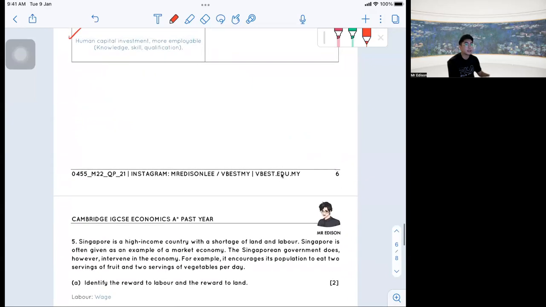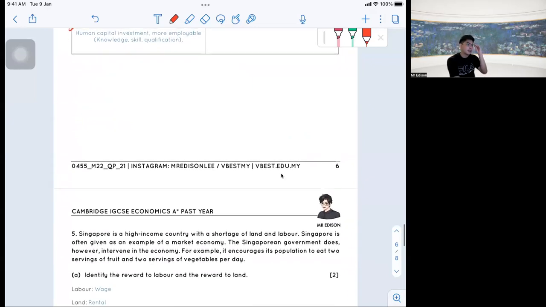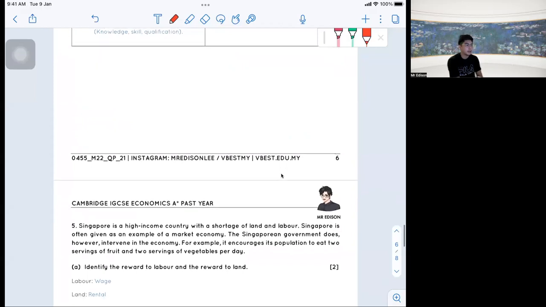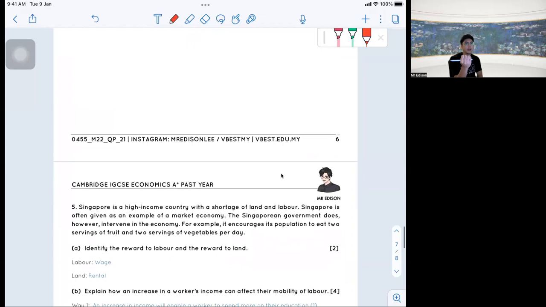Alright, so now the last one, question 5: identify the reward for labor and the reward for land. Oh my god, so easy. CELL: capital is interest, enterprise is profit, land is rent, and labor is wages.